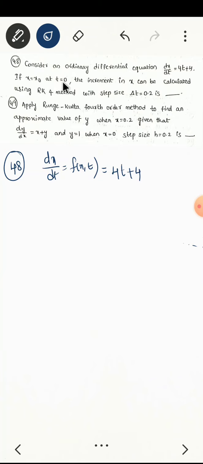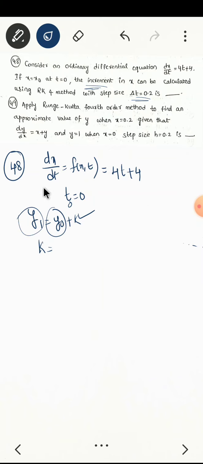If x equal to x naught at t equal to 0. So they have given some condition, t equal to 0. That means t naught equal to 0, initial condition. And increment in x, they want the increment value, that means k value only. They don't want any other value, they want only k value by using Runge-Kutta fourth order method, and step size is 0.2. So y1 is equal to y0 plus k, but we don't want this y0 and y1, we want only k. How will you find k?